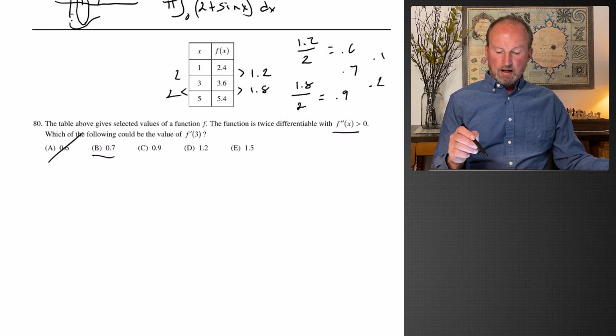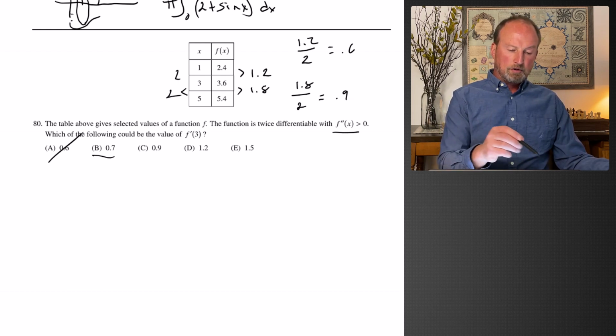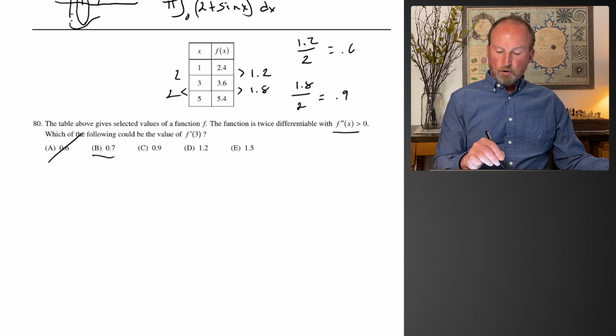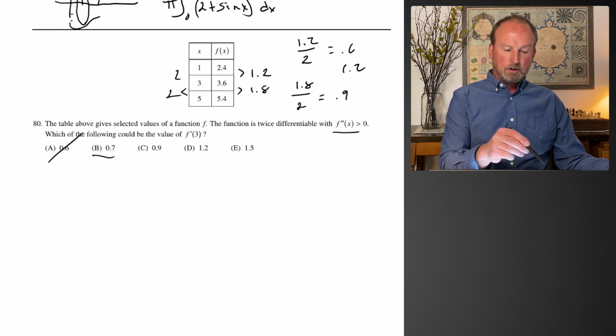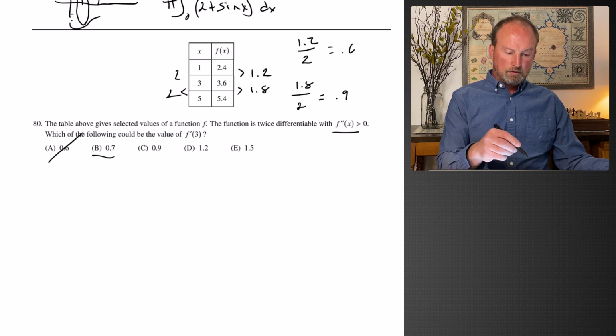Could it be 0.9? Well, no, for the same reason as before, because then this second part would be the same, and that's not good because then the second derivative wouldn't be greater than 0. It'd be equal to 0. So 1.2, that definitely is not it because then it went down, right? It decreased from 0.6 to 0.2 or to 1.2. So 1.5, same reason. Answer, letter B.